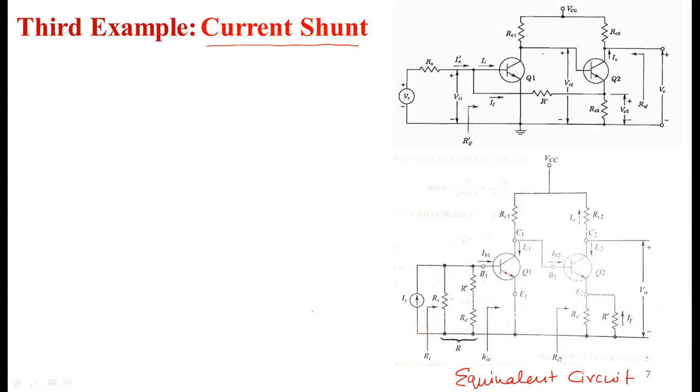Here we are given two BJTs. So let's draw the H parameter model for both of the transistors. First for Q1, here we have the simplified hybrid model for Q1. Here we have the simplified hybrid model for Q2.